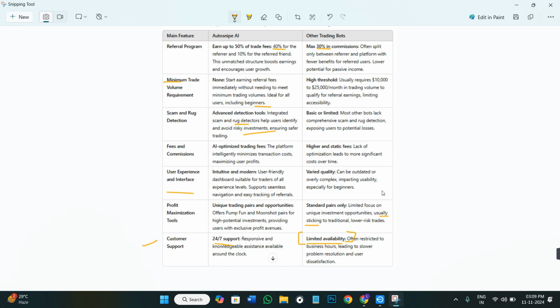So these were some of the features that you need to consider before choosing any other trading bot over Autosnipe AI.